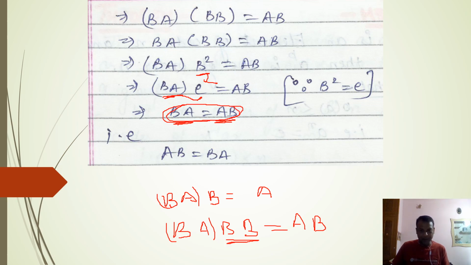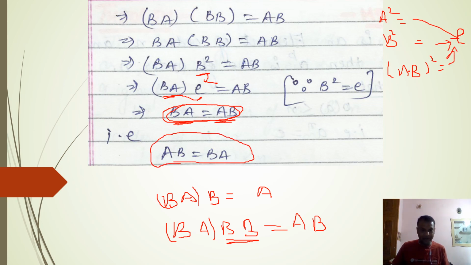So if the order of an element A equals 2, the order of an element B equals 2 and the order of their product is also 2, it means AB square is also equal to identity. So in this scenario AB will be equal to BA. It means the elements will hold commutativity with respect to multiplication.